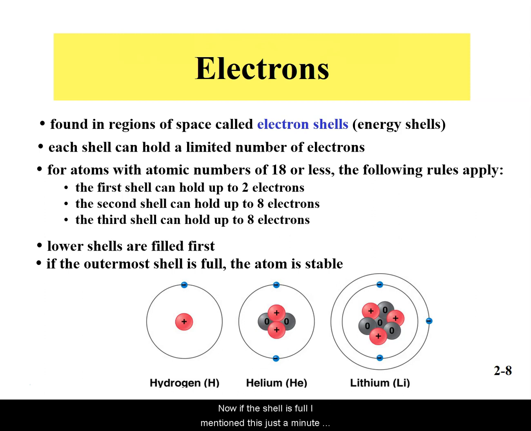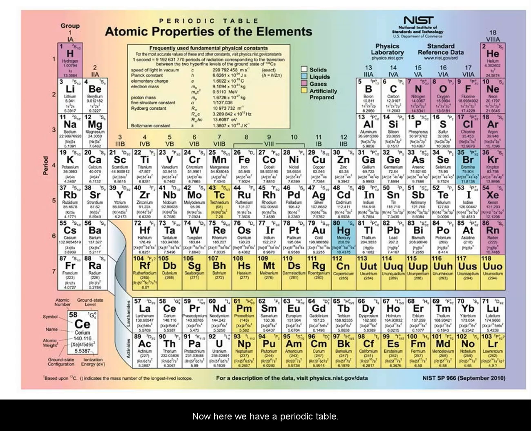Now, I mentioned this just a minute ago, but if that shell is full, like helium here, it is called inert, I-N-E-R-T. Now here we have a periodic table, and in this periodic table we can see hydrogen here. We see its chemical symbol, which is a capital H. And right here we see a 1s.